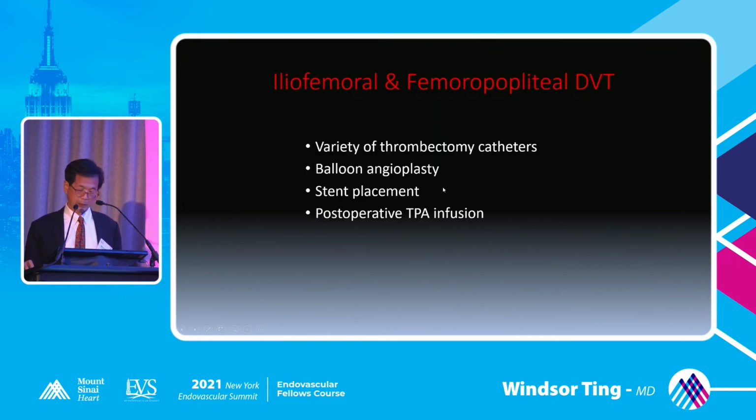So in these cases with iliofemoral and femoropopliteal DVT, there are a variety of catheters that you can use to do the thrombectomy. You may consider doing angioplasty to press the clots against the wall of the vessel. Occasionally, there may be a need to put a stent in the vein to get a good outcome. And in some of these patients, post-operative TPA infusion will be beneficial to the patient.